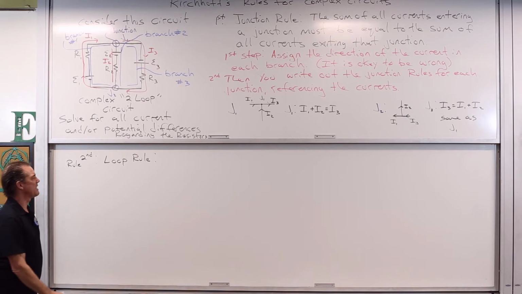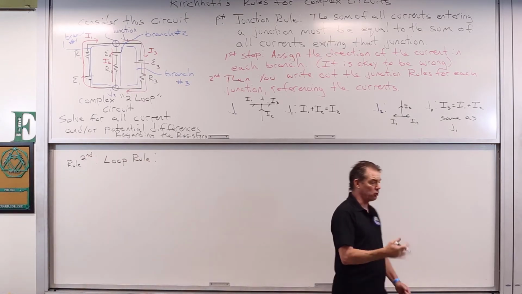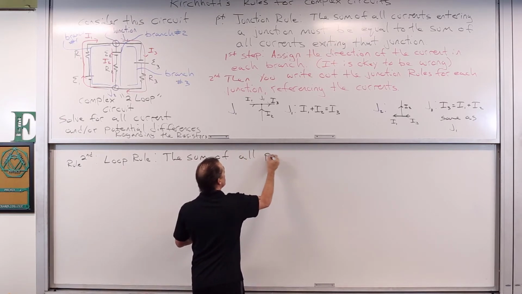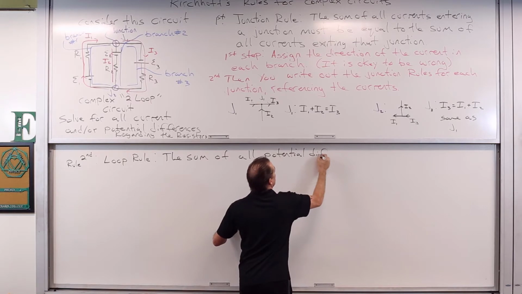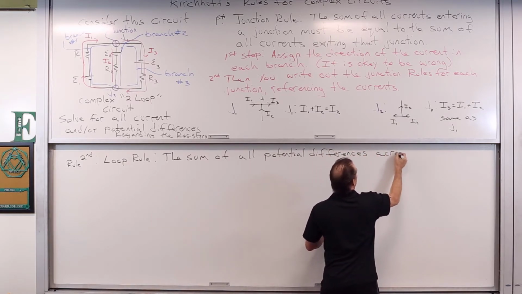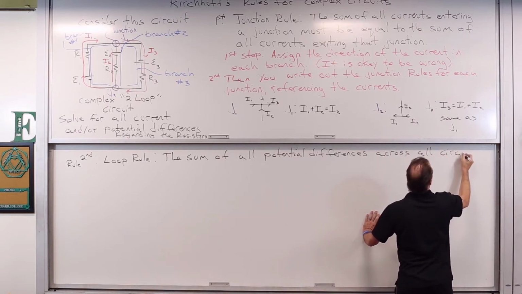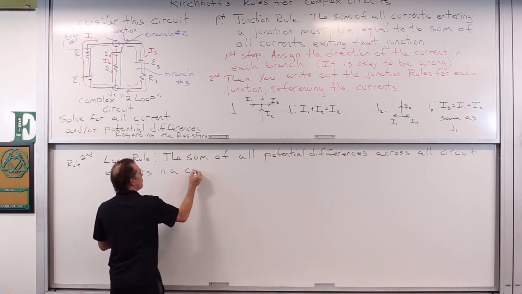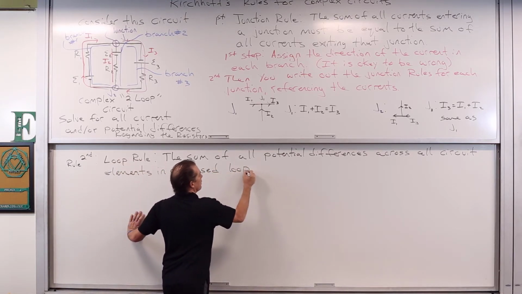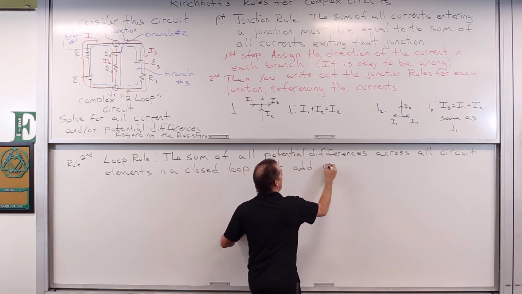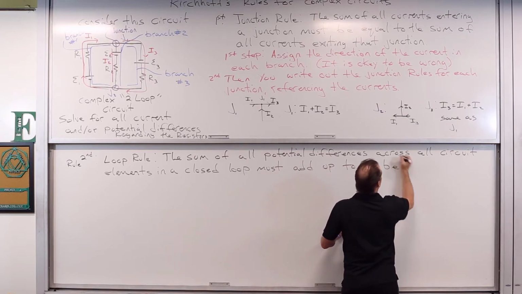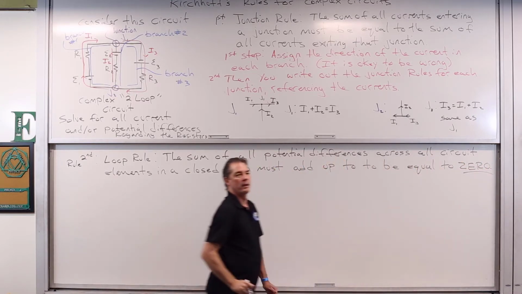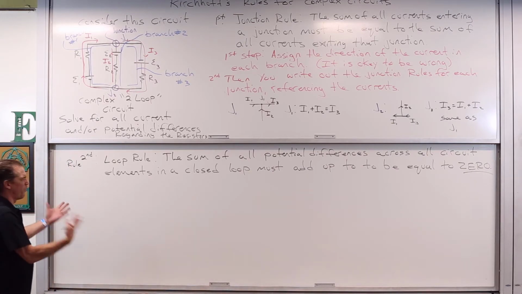Loop rule, nice other statement. It says that the sum of all potential differences across all circuit elements in a closed loop must add up to be equal to 0. All right, so what we have to do is understand why this would be the case.